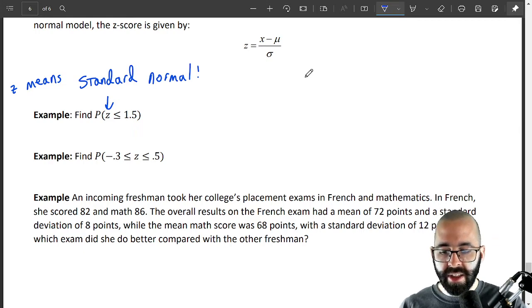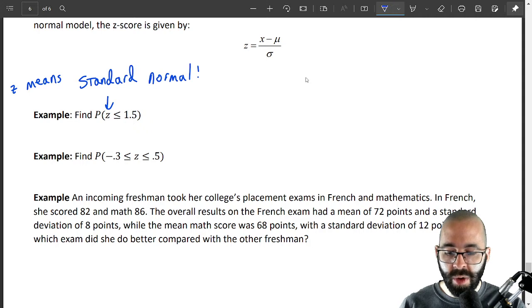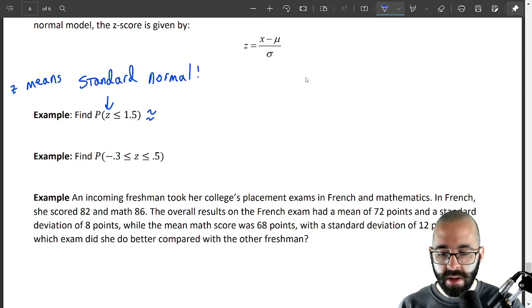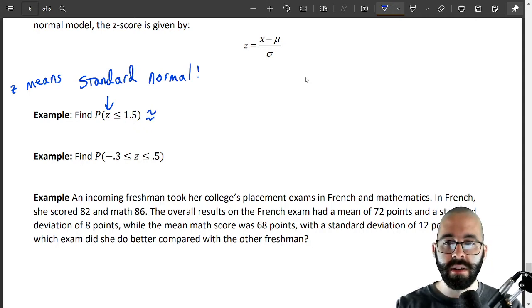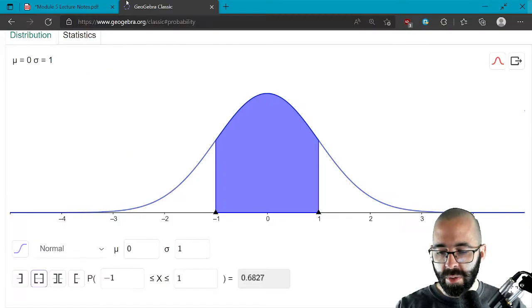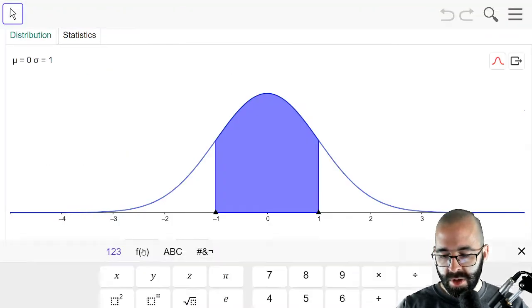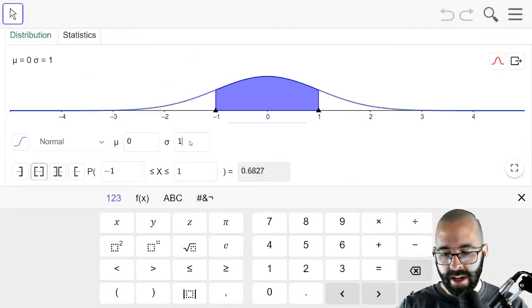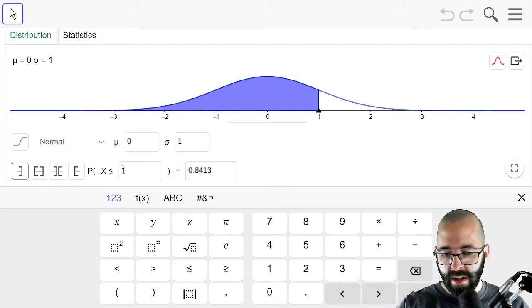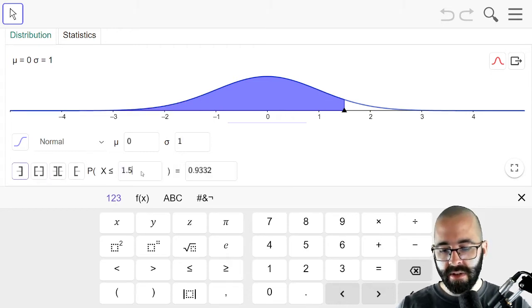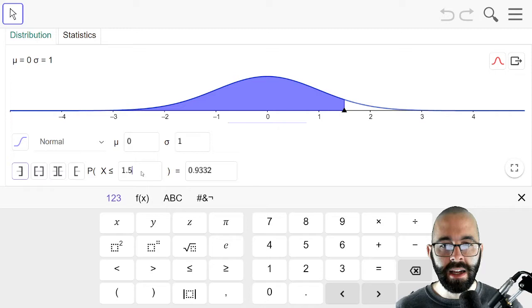So what's the probability that a standard normal random variable is less than or equal to 1.5? We can use GeoGebra. Less than or equal to 1.5. Standard normal, mean 0, standard deviation 1. Less than or equal to 1.5 should look like this. 93.32%.